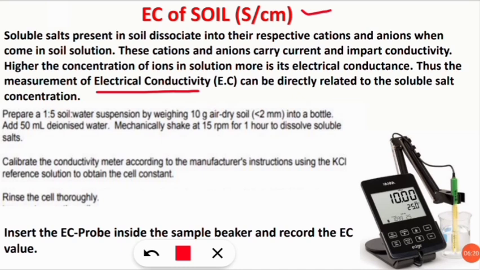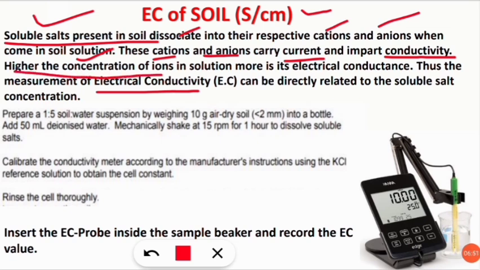And next is soluble salts present in soil. In soil, soluble salts will be present, magnesium salt, calcium salt, different kinds of salts. When they are present in the soil solution, because as we have discussed, you should make a solution of the soil, they will be dissociated into cations and anions. These cations and anions carry the current and they impart the conductivity of that soil. The basic idea is, higher the concentration of ions, that means higher the soluble salt present, higher the electrical conductivity or electrical conductance of that soil.